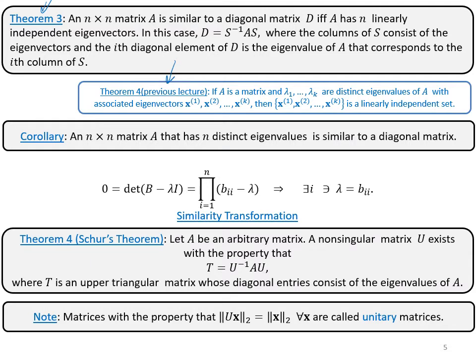Next, in the previous lecture, I formulated the following theorem. If A is a matrix and lambda 1 through lambda k are distinct eigenvalues of matrix A with associated eigenvectors x1 through xk, then the set of these eigenvectors is a linearly independent set. Similarly, we can formulate the following corollary. An n by n matrix A that has n distinct eigenvalues is similar to a diagonal matrix.